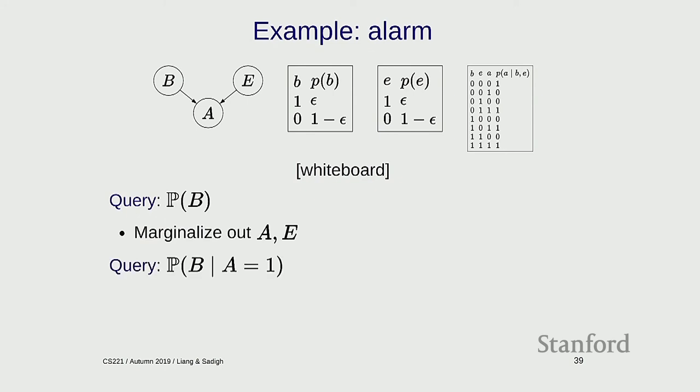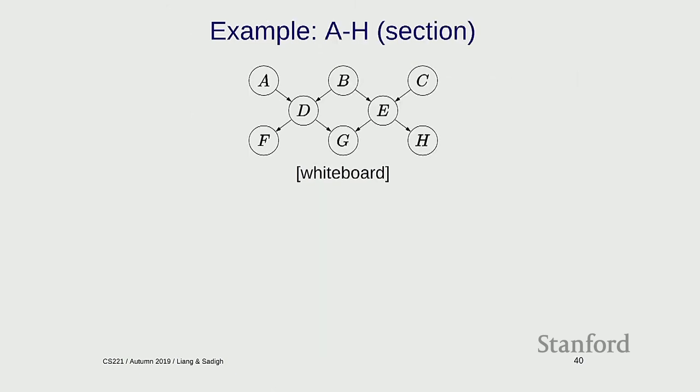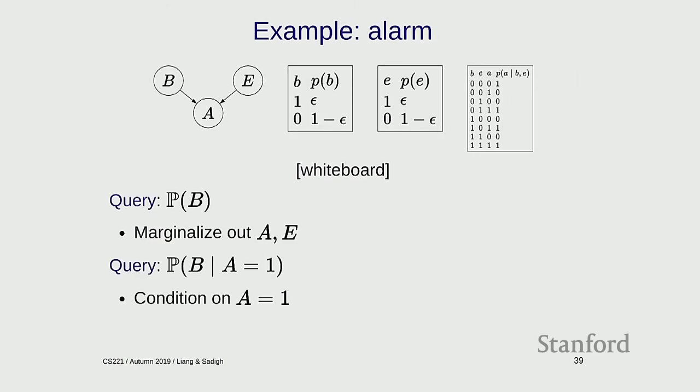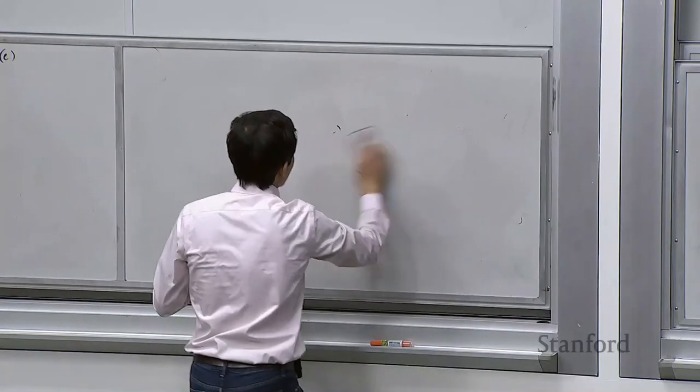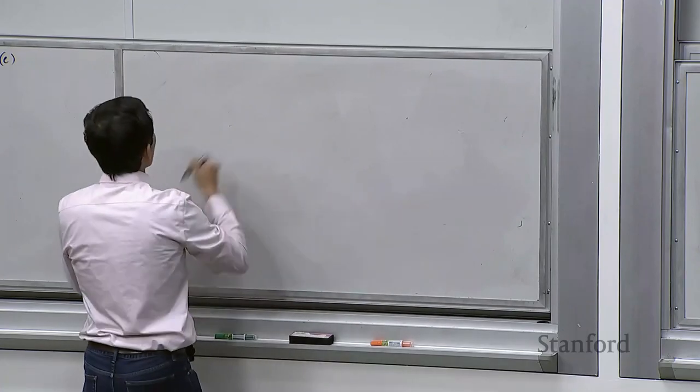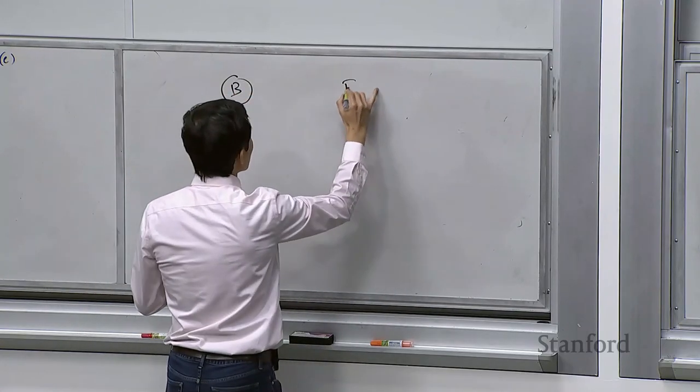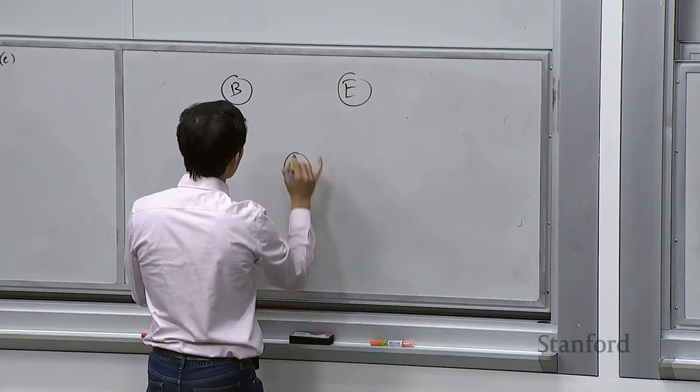Okay, so this one's maybe a little bit more complicated. So this is the probability of burglary given A equals 1. So let's go through this example. Try to do it quickly. All right. So I'll have B, E, and A.